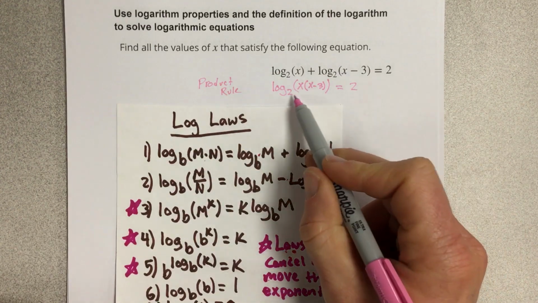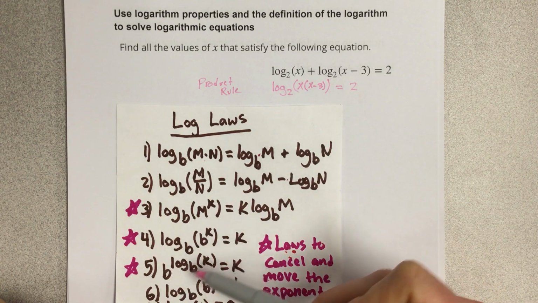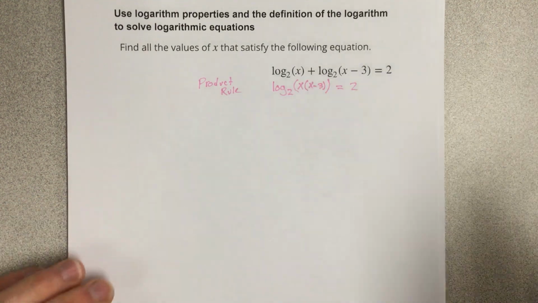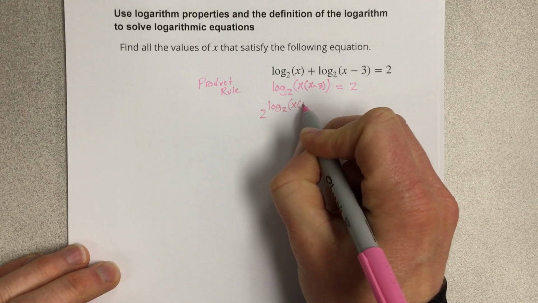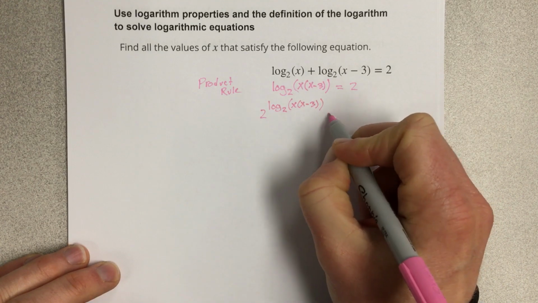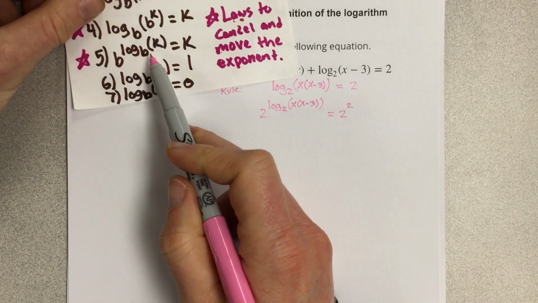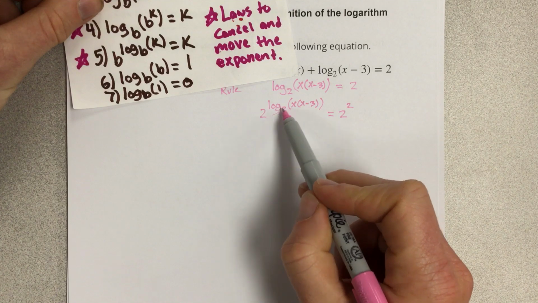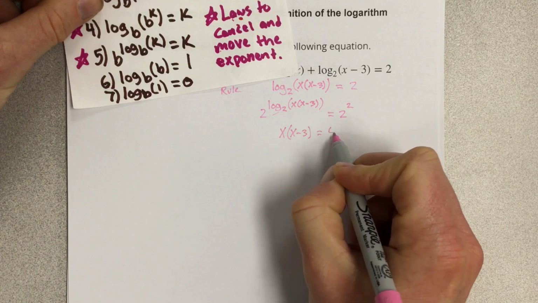And then I have a base 2 logarithm here, so I'm going to want to end up using the b to the log base b of k equals k cancellation law. So if it's base 2, I'm going to write that as 2 to the log base 2 of x times x minus 3 equals 2 to the second power. Now I can use that property, which says b to the log base b of k equals k. So these two things are going to cancel out. That leaves you with x times x minus 3 equals 4.